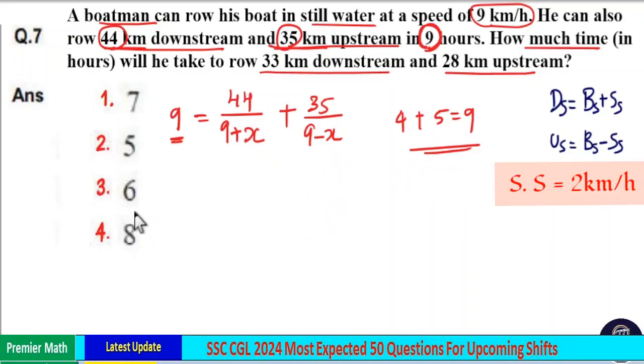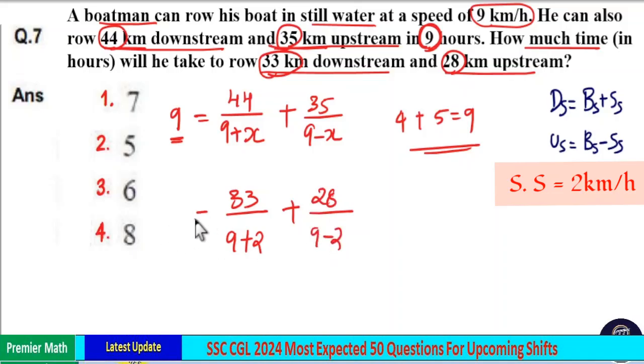So here we need to find how much time we take to row 33 km downstream and 28 km upstream. 33 divided by 9 plus 2, plus 28 km upstream, 28 divided by 9 minus 2. So this is equal to 9 plus 2 is 11. So 11 goes 3 times in 33. 7 goes 4 times in 28. So total 7 hours. Option 1 is your answer.